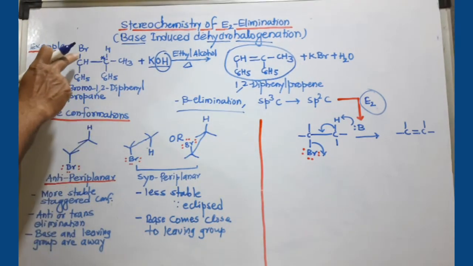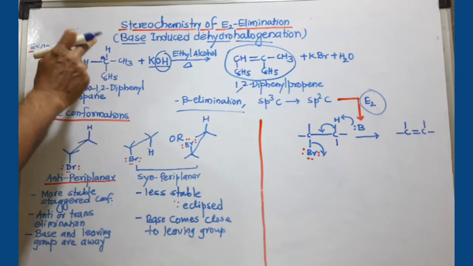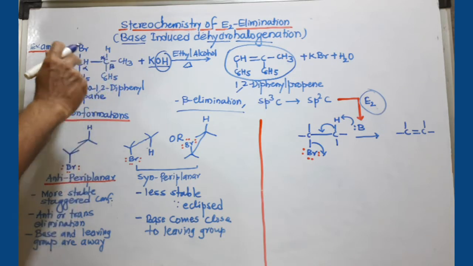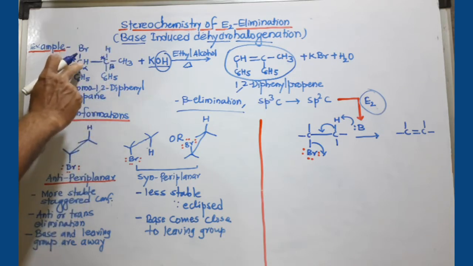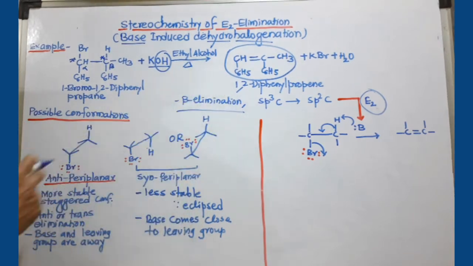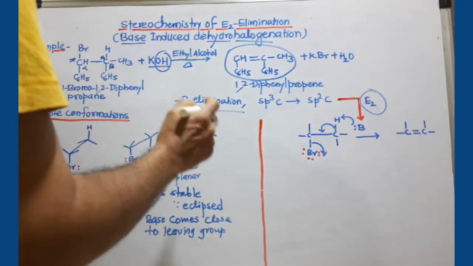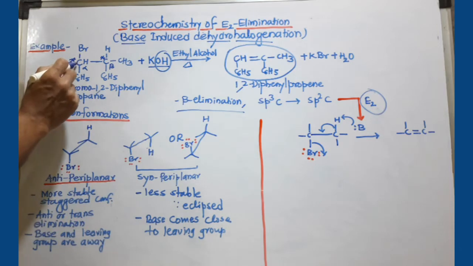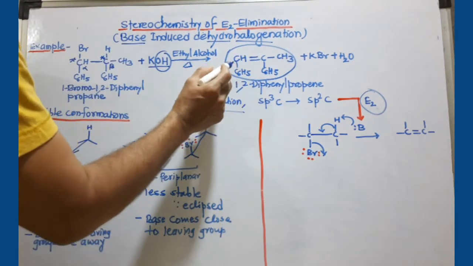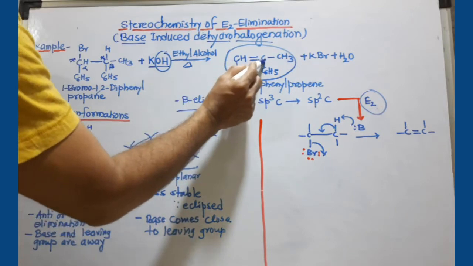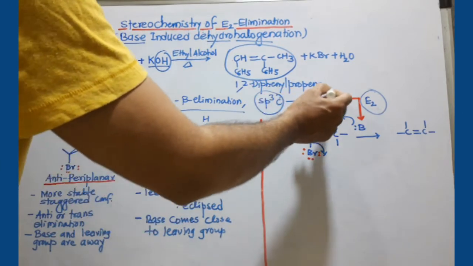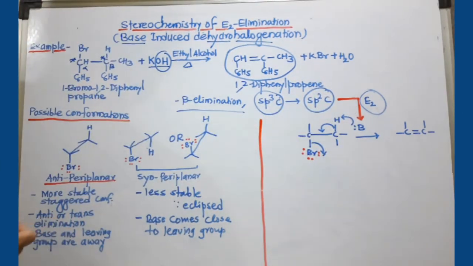The carbon bearing the leaving group, this halogen, is called alpha, and this is beta. So two atoms are removed from the alpha and beta carbon. Because of this, this is called beta elimination. During this elimination, you can see one more change. This carbon is sp3 hybridized, and once that pi bond is produced, this is sp2 hybridized. So sp3 hybridized carbon is converted to sp2 hybridized carbon.